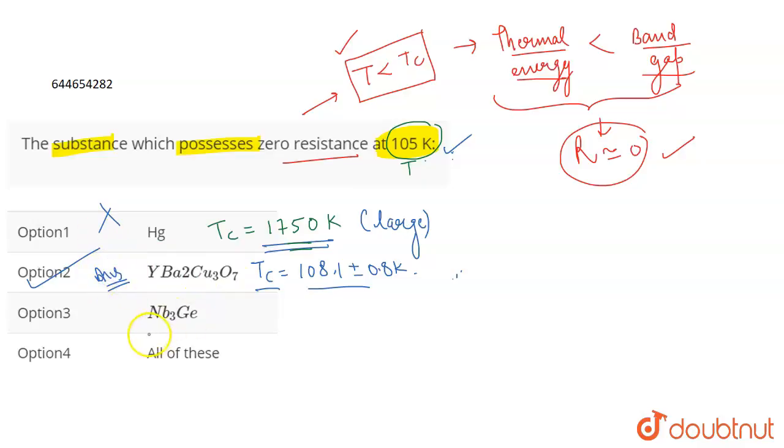Right, because if we talk about Nb3Ge, the critical temperature is 23 Kelvin. So this critical temperature is less than the temperature given, right? So this is not the criteria to decide that the resistance is going to be zero. For that, the temperature should be less than the critical temperature. But in this case, the critical temperature is less. Therefore, this cannot be the answer. All of these can obviously not be the answer. So the correct answer is option 2 only, right?